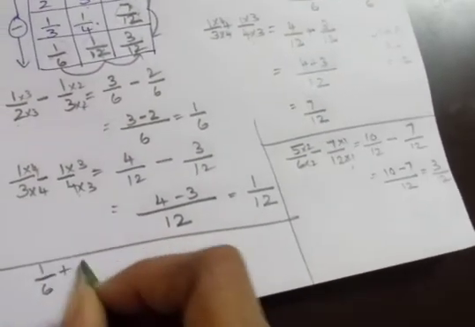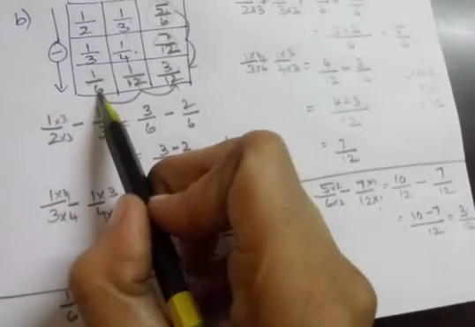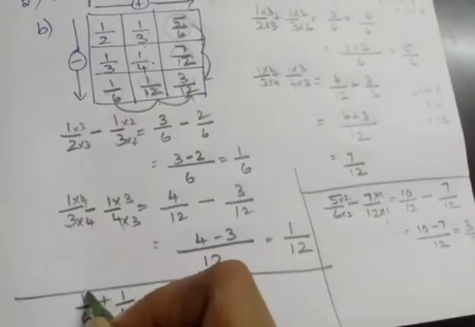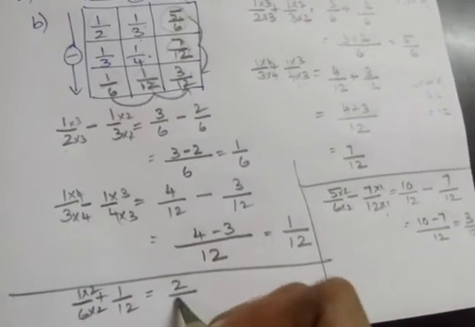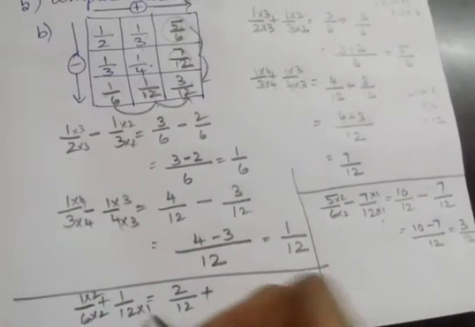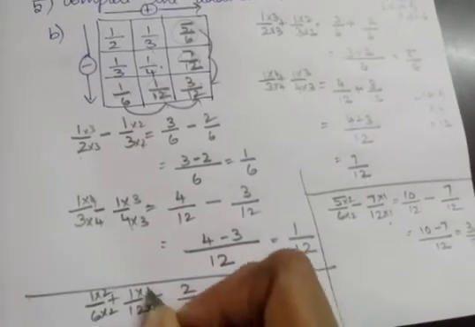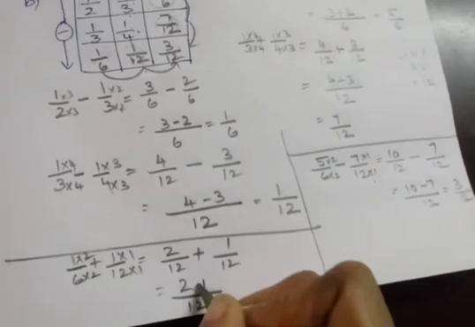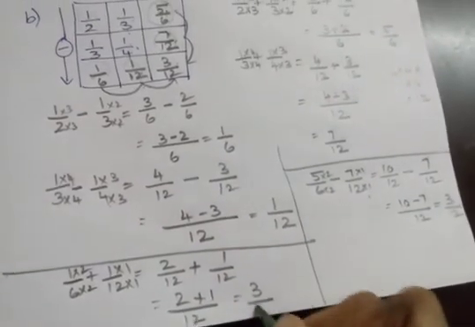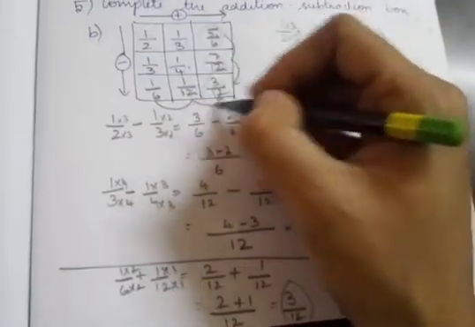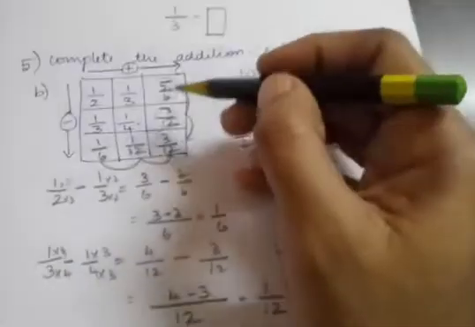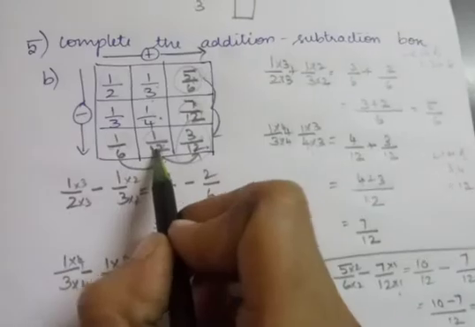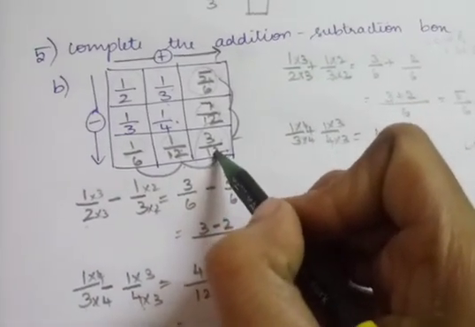1 by 6 plus 1 by 12. Is it correct? 1 by 6 plus 1 by 12. The same 12. So 6 2s are 12, 1 2s are 2. So 2 by 12, plus 12 ones are 12, 1 ones are 1. Now 12 same. 2 plus 1, 3 by 12. Yes, we got 3 by 12. So if you subtract these two, you will get 3 by 12. If I add these two, 3 by 12. So both the answers are correct.